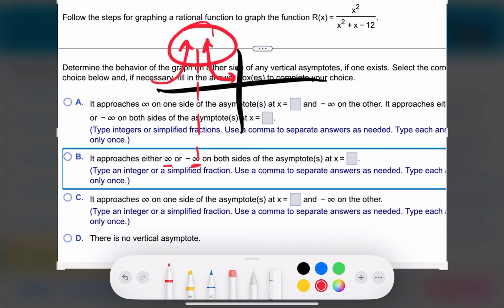Therefore, it's approaching infinity or negative infinity. Suppose we had another asymptote over here. How would negative infinity look? They would both be facing down. All right, that's that case right there. That's B.